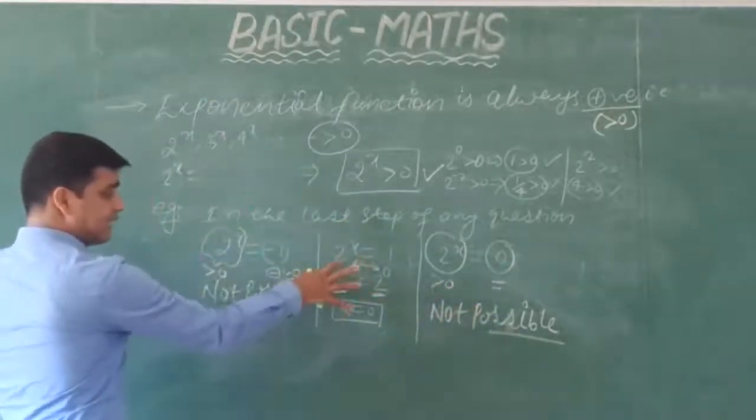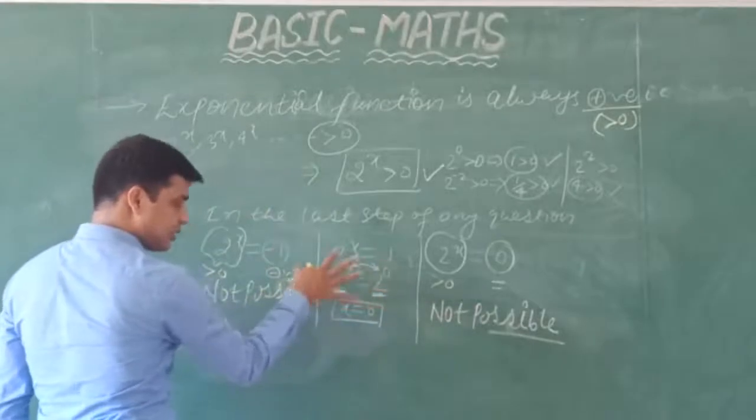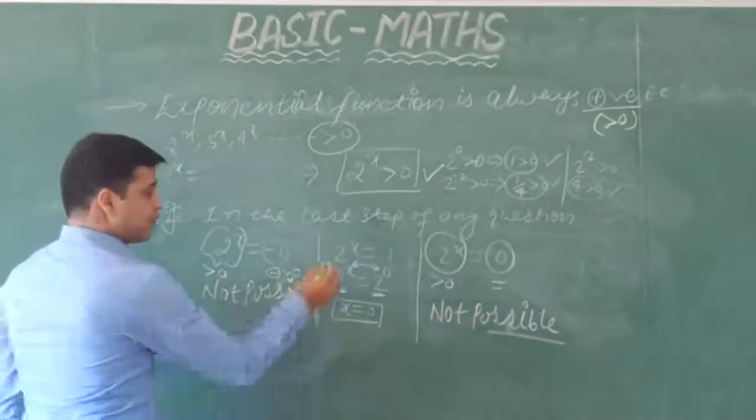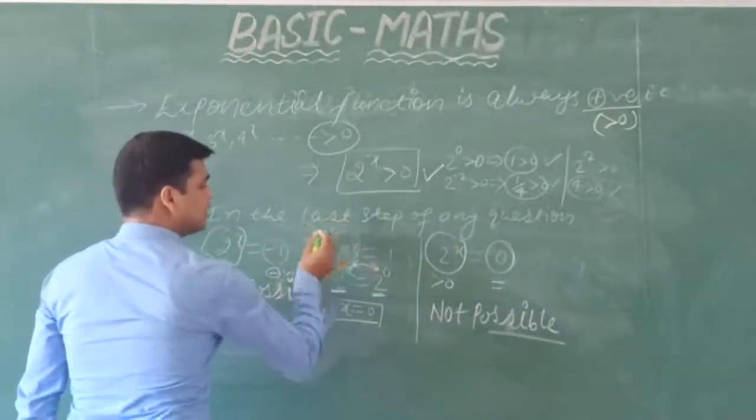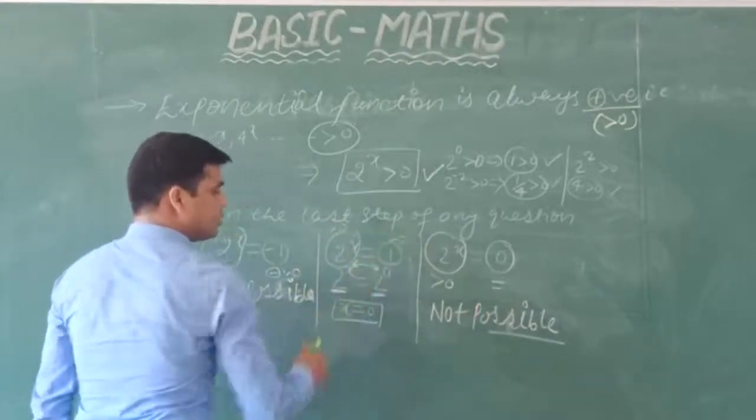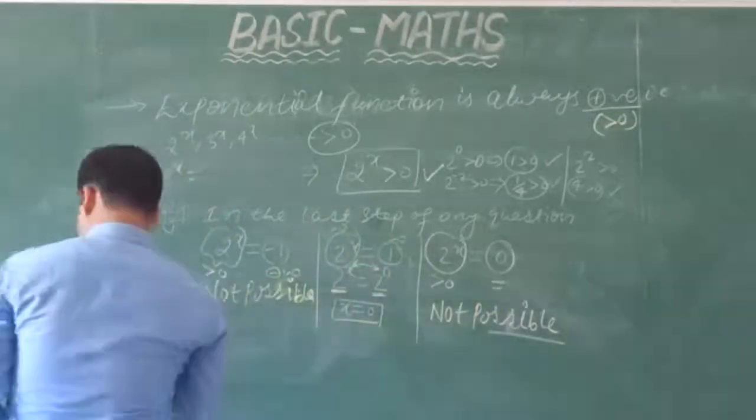Here LHS is exponential and positive, and this one is also positive. Yes, possible, because LHS is greater than 0 and RHS is also greater than 0. Then we can compare.